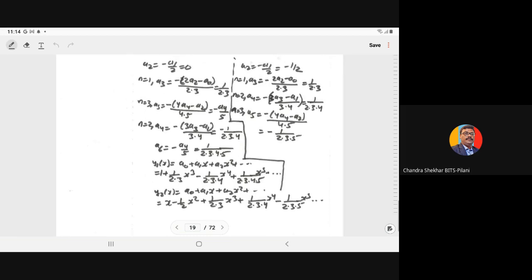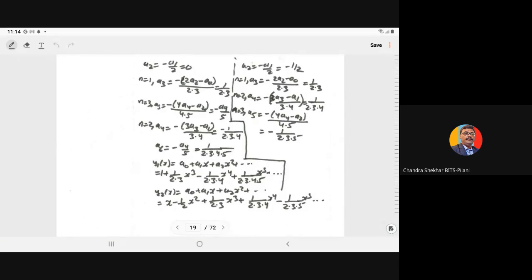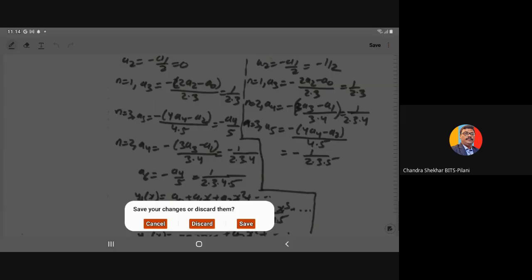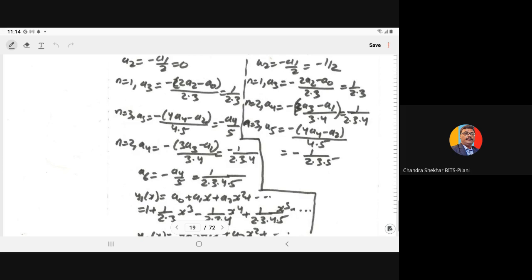So you have the two series. So a2 is equal to minus a1 by 2, that is 0 because a1 is equal to 0 for the first series. When n is equal to 1, a3 will come as minus 2 a2 minus a naught upon 2 into 3. As you put a2 is equal to 0, a naught is equal to 1, it will give you 1 upon 2 into 3. And when we put n is equal to 3, it will give you a5. So a5 will be minus 4 a4 minus a2 upon 4 into 5, so it will give you minus a4 upon 5.